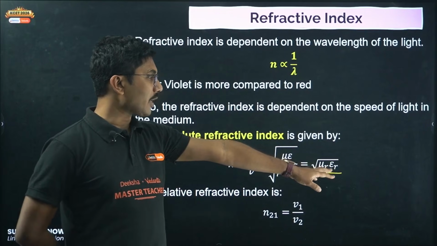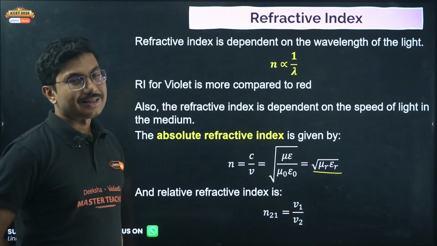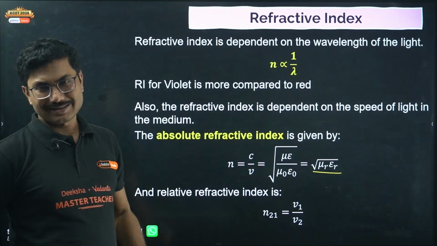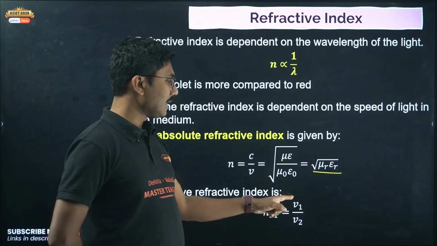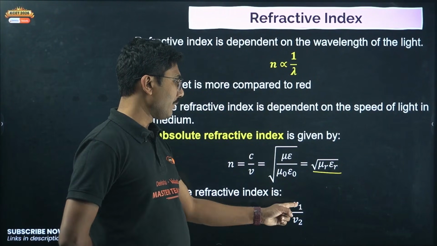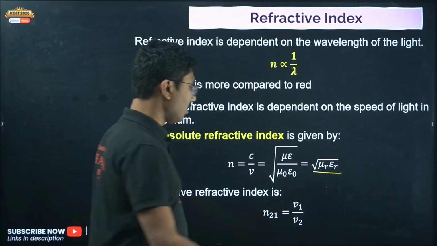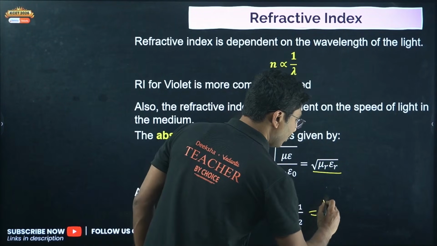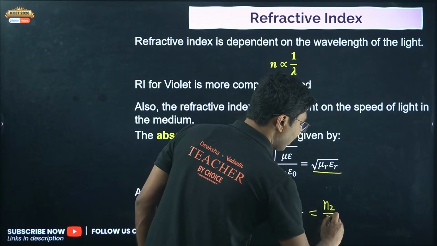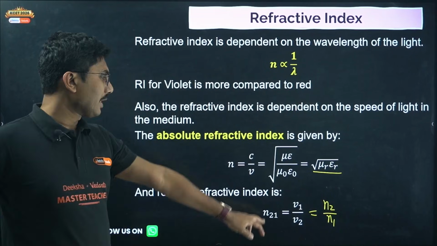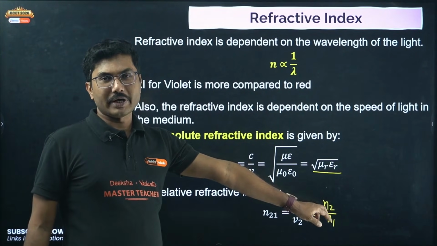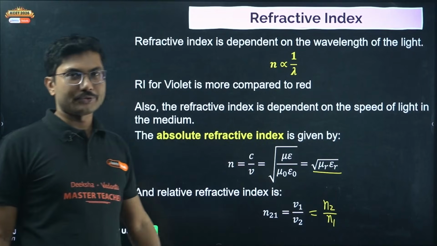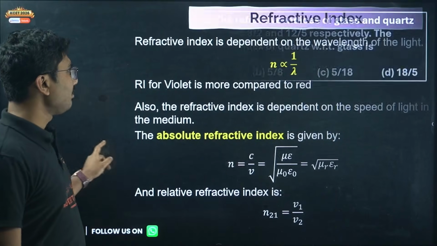So square root of mu r into epsilon r is the refractive index for a medium. And relative refractive index is given simply by the ratio of speeds of light, v1 by v2, or it is also written as n2 by n1. So the refractive index of the second medium with respect to the first medium is the absolute refractive index of the second medium divided by the absolute refractive index of the first medium.